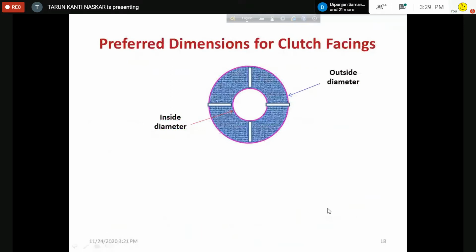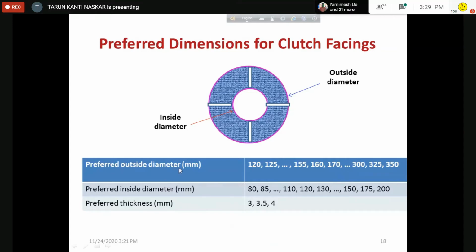Now preferred dimensions for clutch facing. This is the clutch facing. Okay, outside diameter and inside diameter. And this is the friction material. Now these are the preferred outside diameter, preferred inside diameter, and preferred thickness for clutch facing.